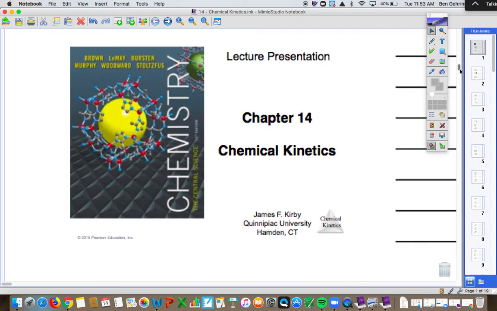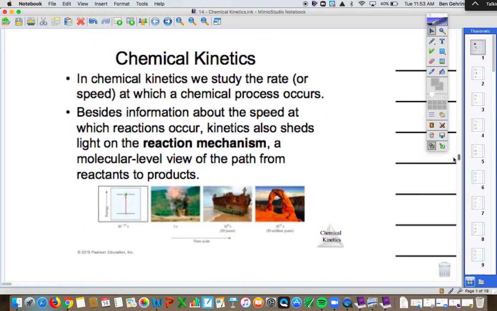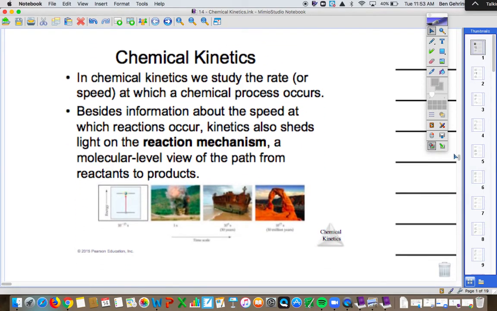So today we're going to start talking about chemical kinetics in general, and we'll talk about what that all entails. Chemical kinetics is the study of the rate or speed at which chemical processes occur. So we're looking at the rate at which a chemical reaction happens. How fast does something react? How long does it take?